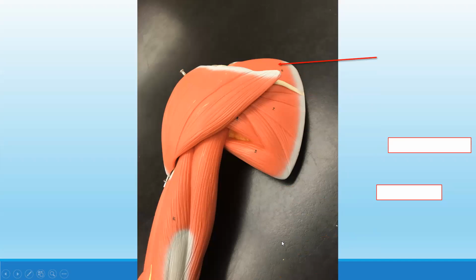Now we're going to see some other muscles here. Now this muscle, I haven't mentioned this one yet. This muscle right here, found at the shoulder above the spine of the scapula, is called the supraspinatus. It is found in the supraspinous fossa, that big flat area above the spine.